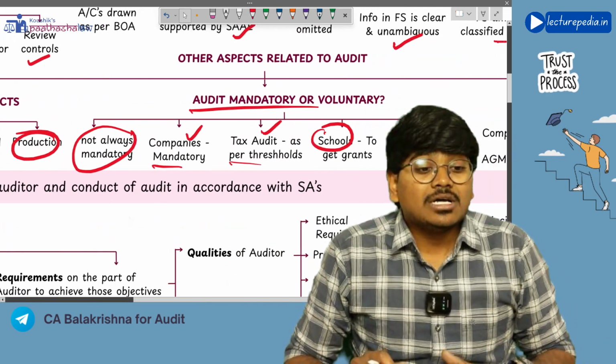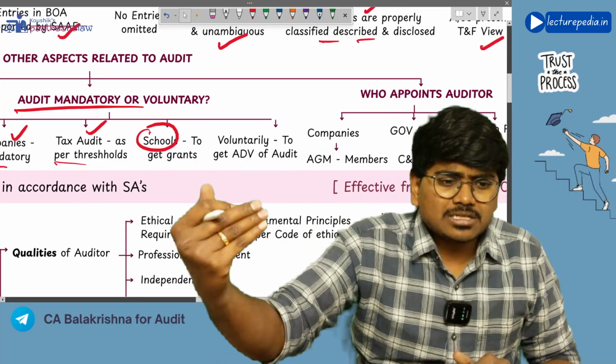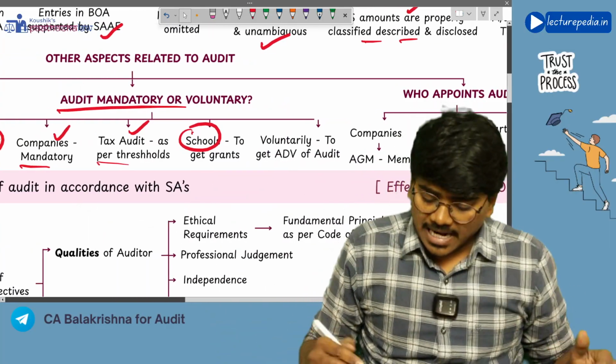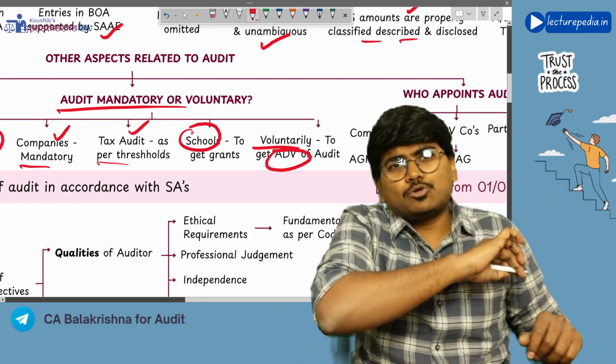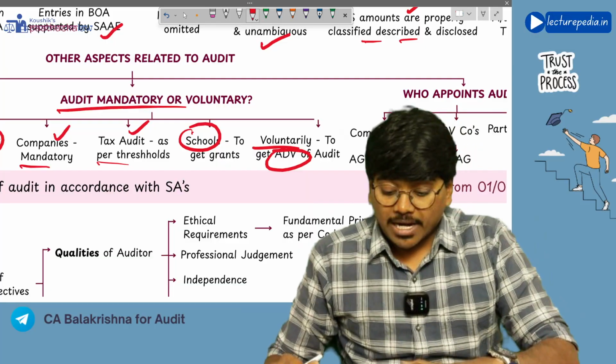So for the purpose of getting grants, the charitable organizations or schools will get their books of accounts audited, and some entities, for the purpose of getting advantages of audit, will get their books of accounts audited voluntarily.